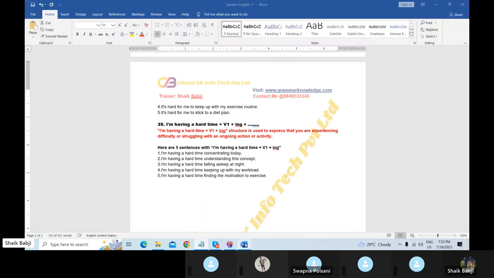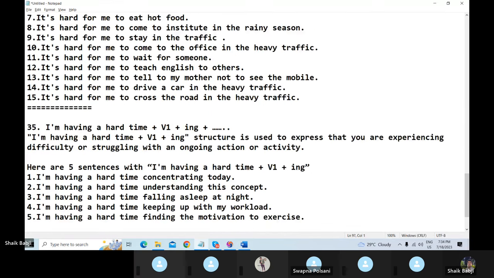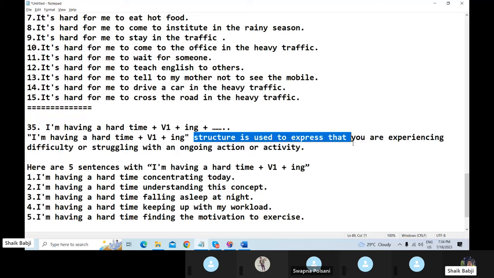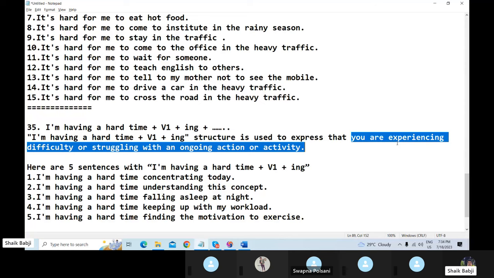Fifth structure. So the next structure is, I am having a hard time. I am having a hard time plus V1 plus ing form. Okay, what is the structure? With the phrase I am having a hard time, we have to use V1 plus ing form plus something. Let's see in which context this structure can be used. This structure is used to express that you are experiencing difficulty or struggling with an ongoing action or activity. So having a hard time.